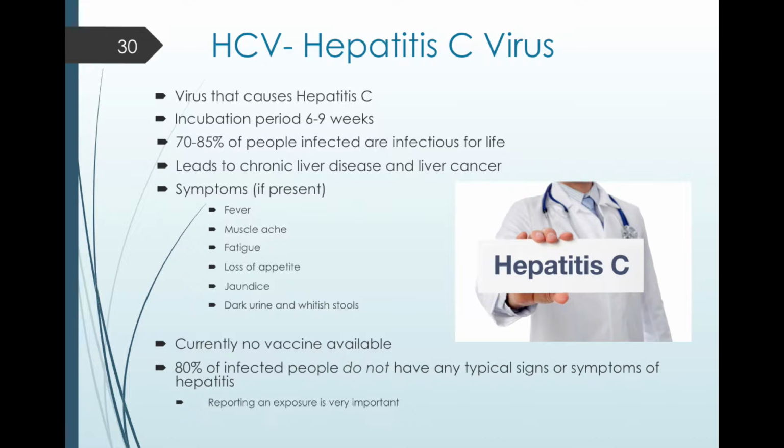Hepatitis C, incubation period of 6 to 9 weeks. 70 to 85% of the people infected with hepatitis C are infectious for life. This does lead to chronic liver disease and liver cancer. Symptoms are listed below. They range from fever to muscle ache, fatigue, loss of appetite, jaundice, dark urine, and whitish stools. Currently, there is no vaccine available for hepatitis C. 80% of the people infected with hepatitis C don't have any typical signs or symptoms of hepatitis. So again, reporting an exposure is very important.